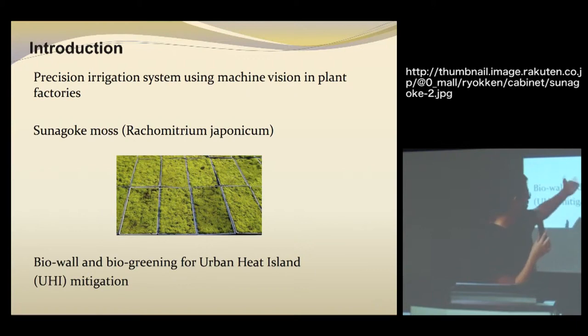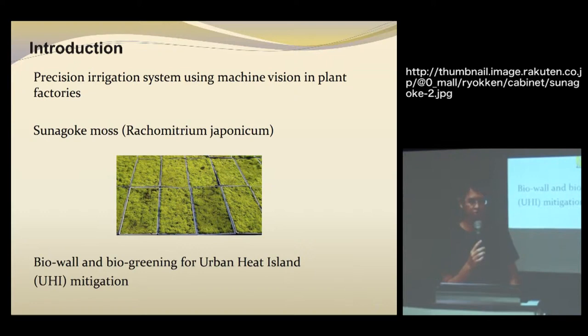And here you can see on the photo the Tsunago moss. It's mainly used for biowalls and biogreening to reduce the heat of the urban heat island. The urban heat island is when the city becomes warmer than other rural areas because of human activity.